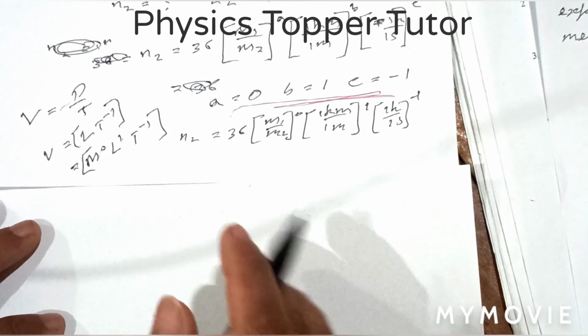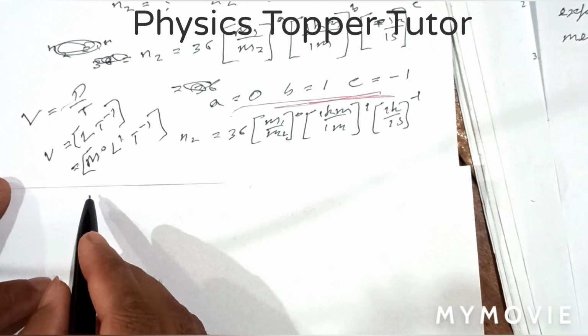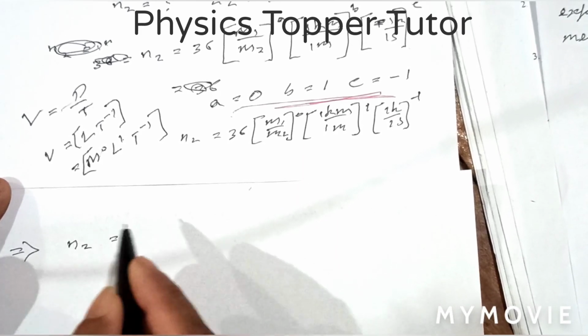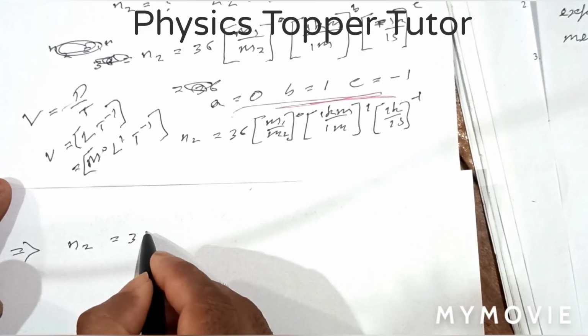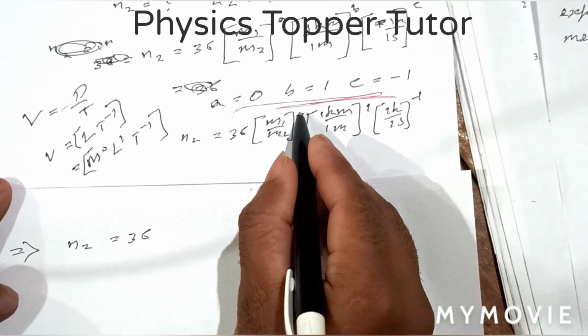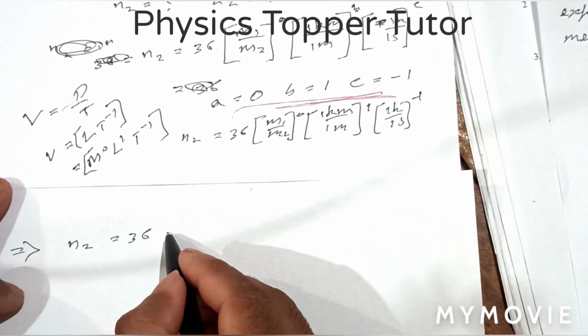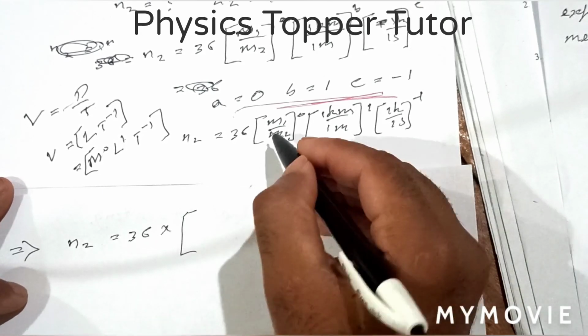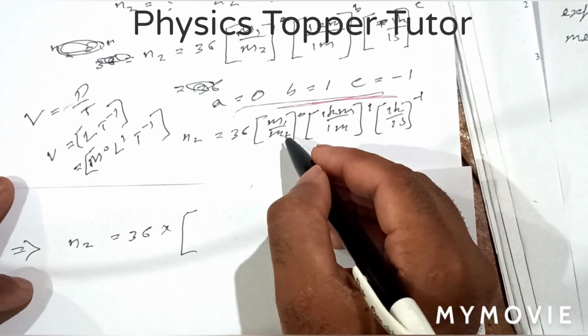C is -1, n2 equals 36. Here anything to the power 0 is 1, isn't it? So we may discard this because it is only 1.